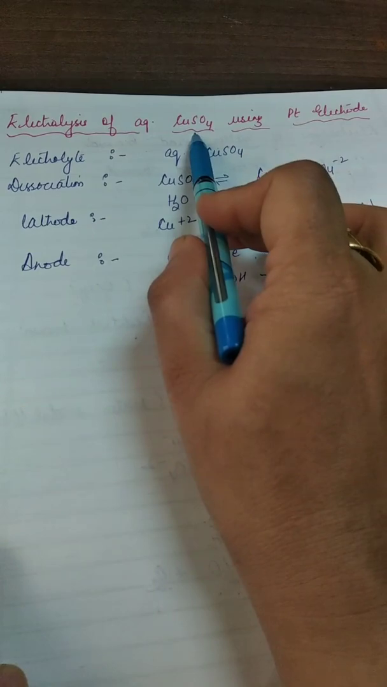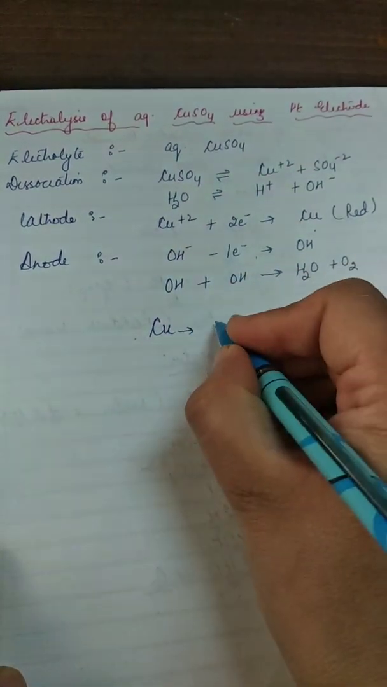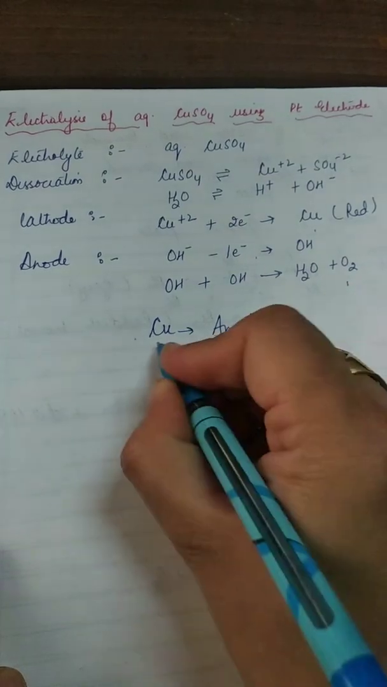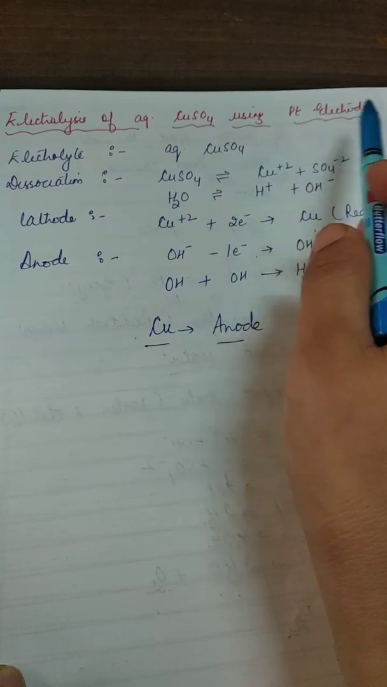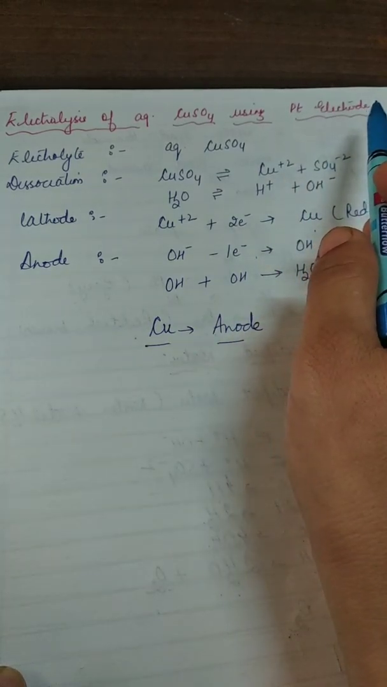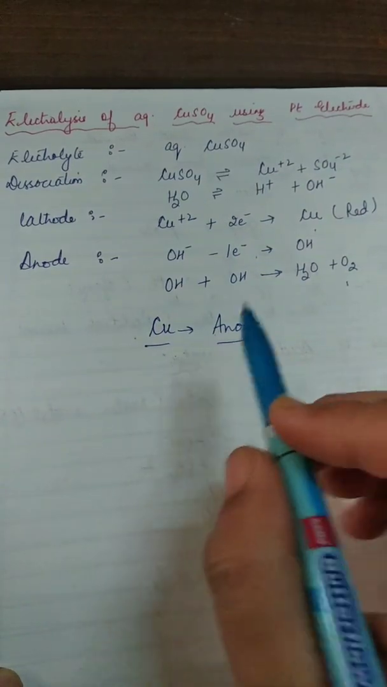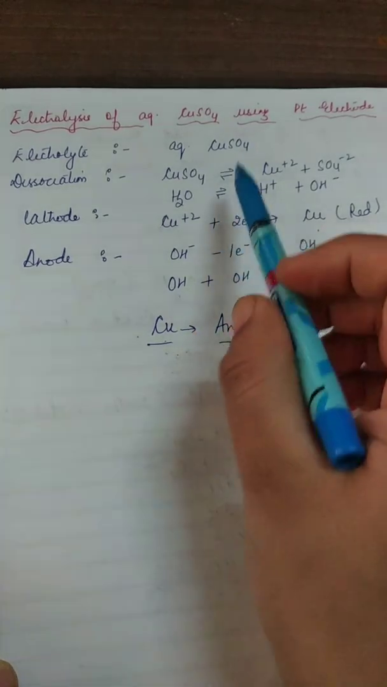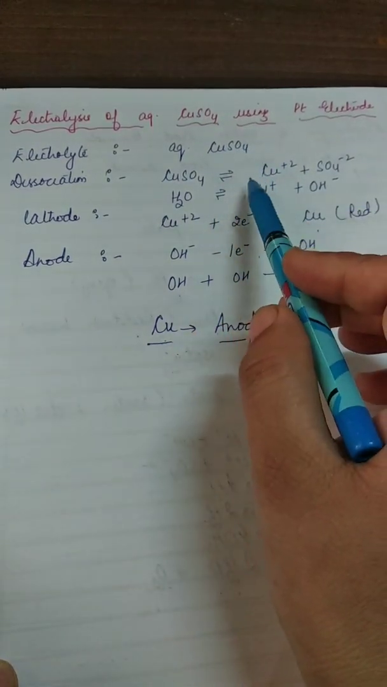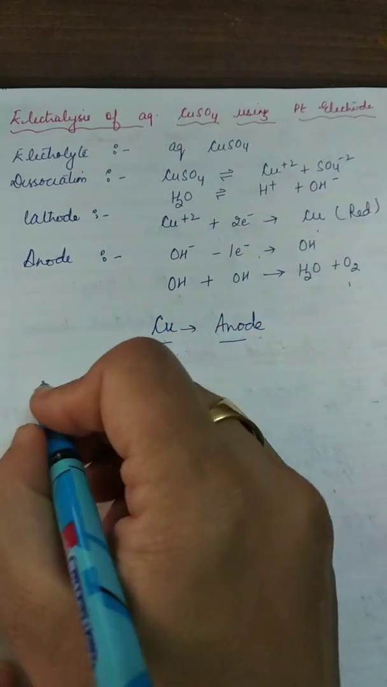Last example is electrolysis of aqueous copper sulfate but using copper as active electrode, as anode is made up of copper. In previous example, we were using inert electrode which is not participating in the process of electrolysis. But in this example, anode is made up of active electrode, that is copper. Electrolyte is same, dissociation reaction is also same, even the reaction at cathode is also same.